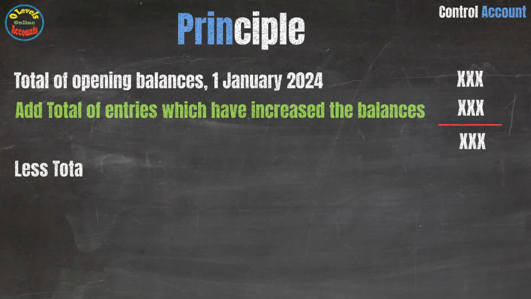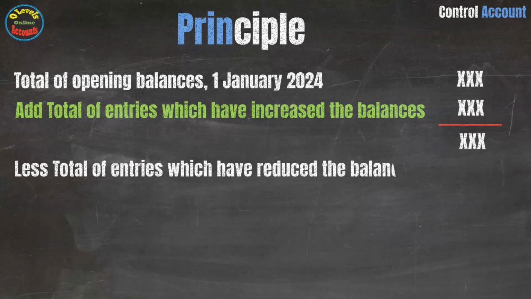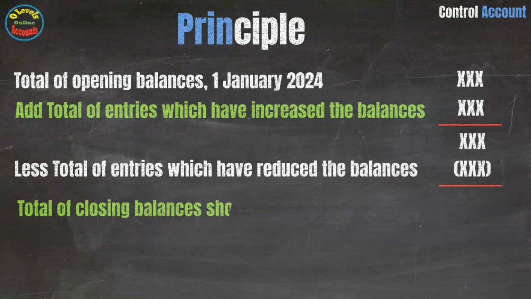Then, less total of entries which have reduced the balances of control accounts, applicable on both control accounts, either sales or purchase. Finally, the total closing balance would arrive. This is the simple principle on which control accounts are working. We should follow it during the exam style question too.